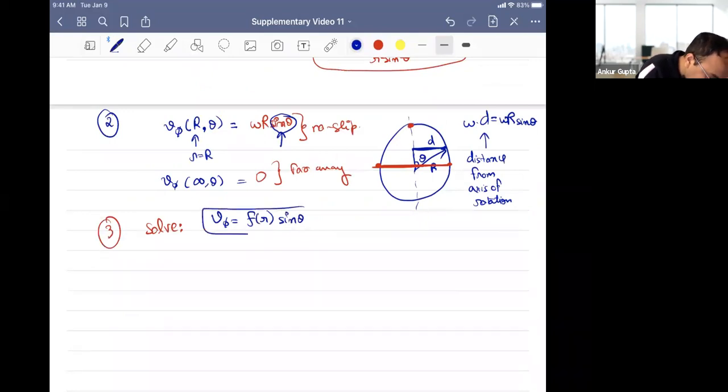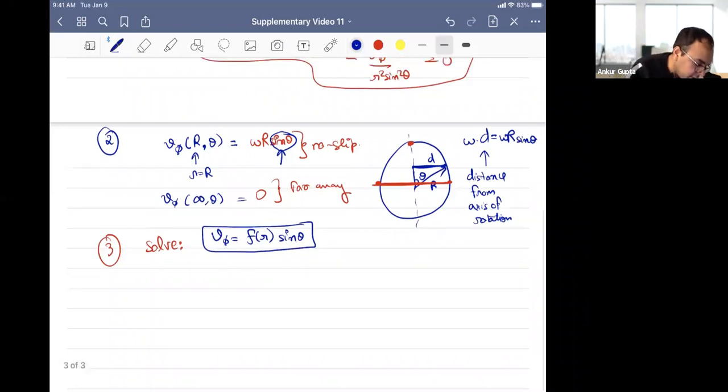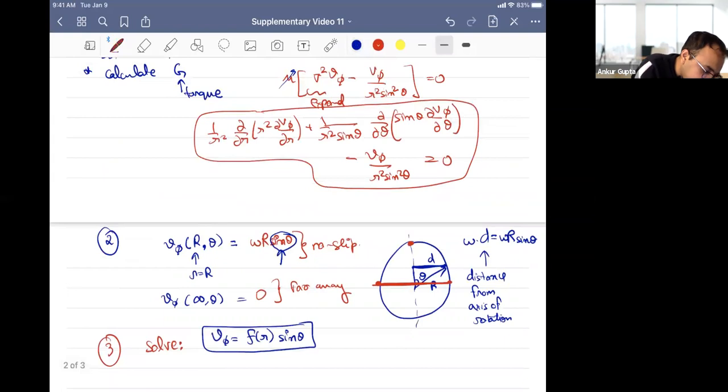And you might be wondering, well, how can I magically just replace this function? But it is not completely random. If you think about this, you can see that there is a sine theta here, there's a sine theta in the denominator, basically, and in the boundary condition too. So why don't we guess a solution like this?